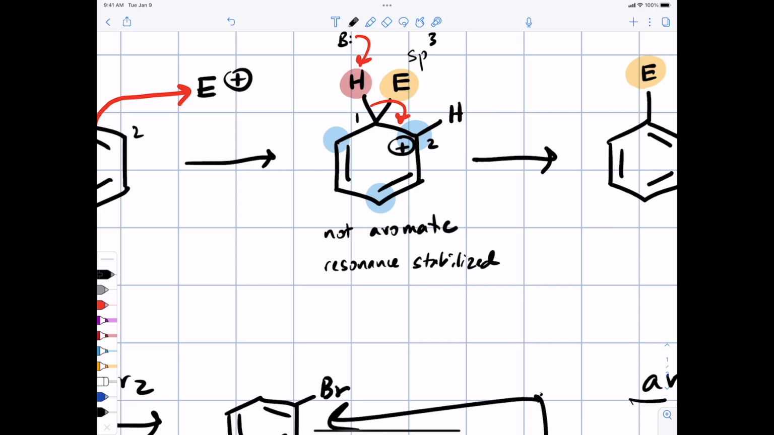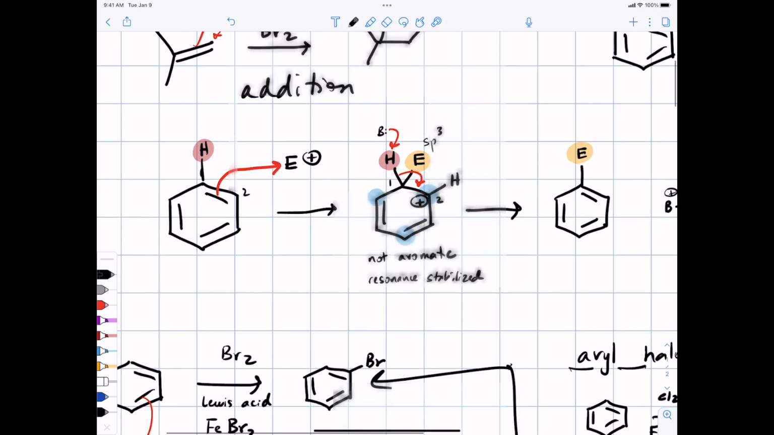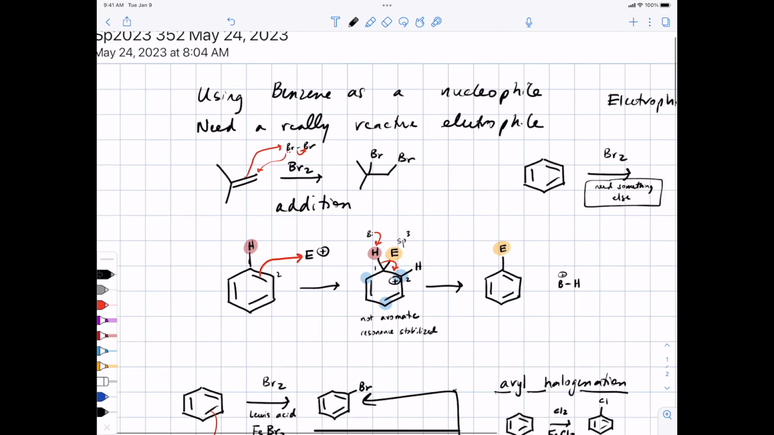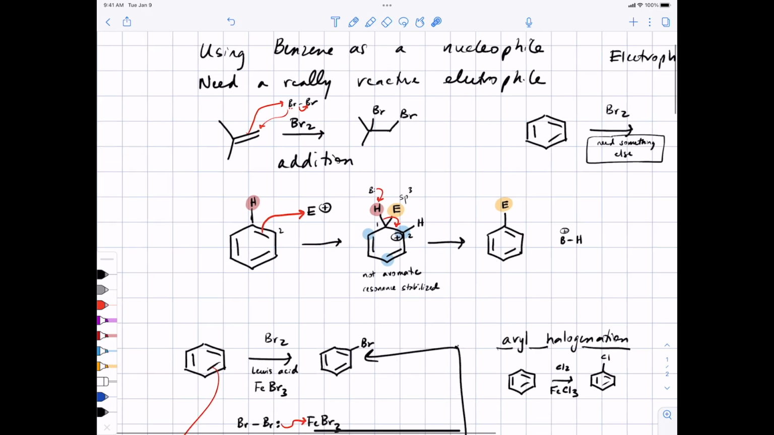Okay, what else? Yeah? Is there any regioselectivity? Well, not for benzene in the sense that all of the carbons are identical, so it doesn't matter. Now, once something else is on there, it does matter. We'll talk about that. But it's going to depend on the identity of the group that's already there and not on the fact that we're adding chlorine or bromine. Yeah. Okay, what else?